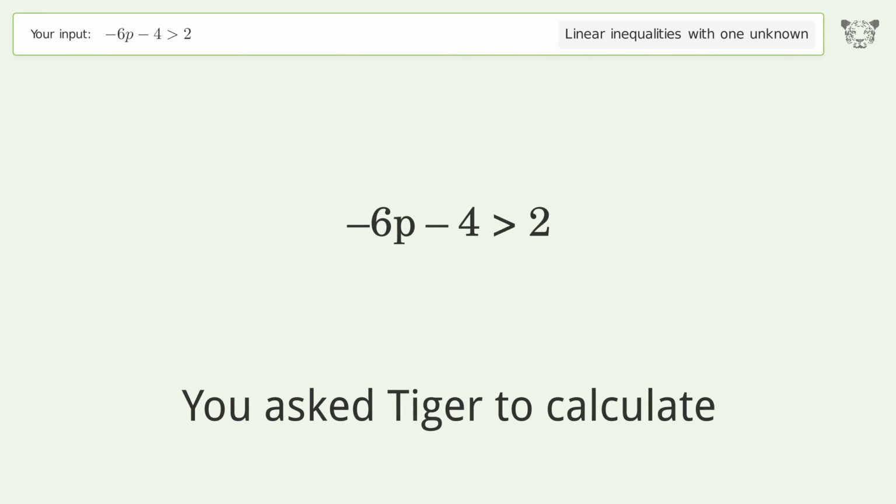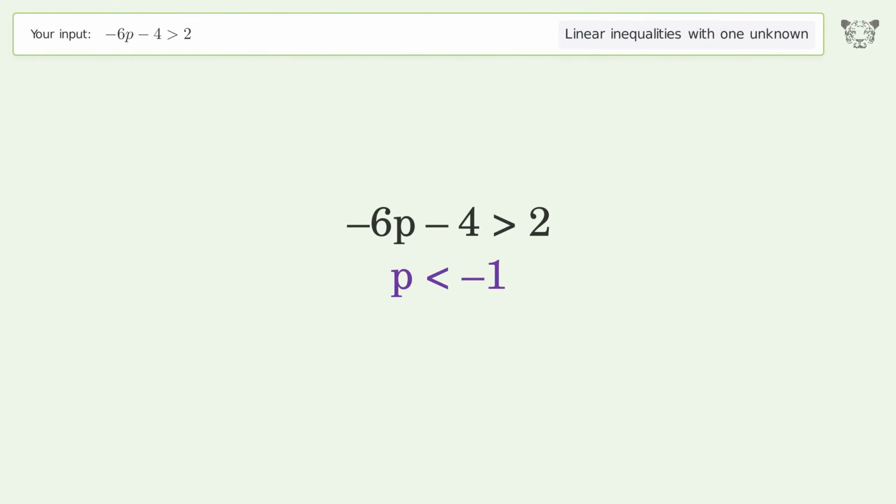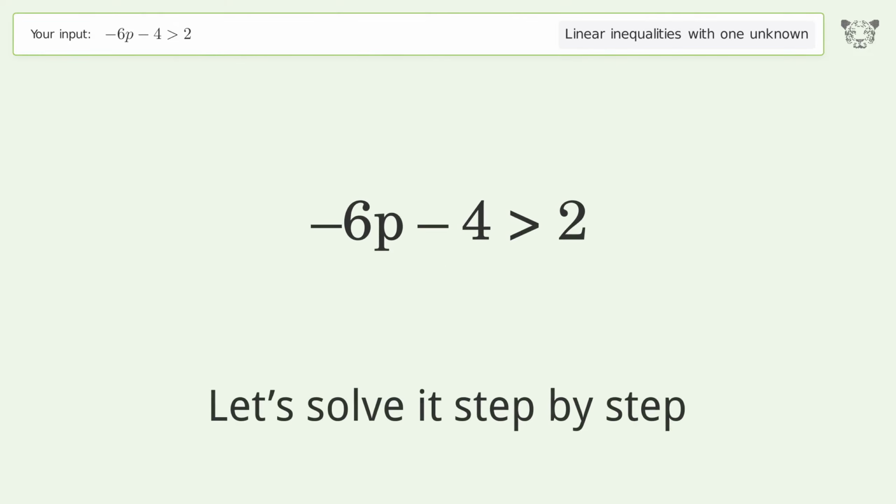You ask Tiger to calculate. This deals with linear inequalities with one unknown. The final result is p smaller than -1. Let's solve it step by step.